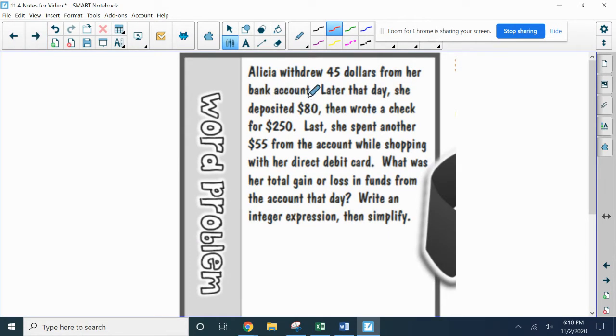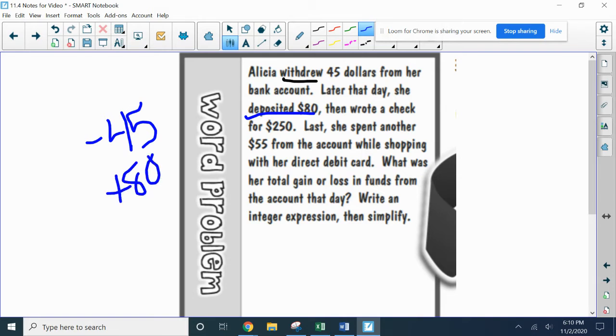So let's look at a word problem. It says Alicia withdrew $45 from a bank account. Withdrew, I want you to underline that. Withdrew means we're losing money from her bank account. Later that day, she deposited $80. I deposit money in my bank account, that means I'm gaining money.